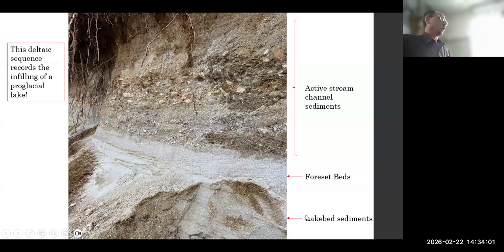On the bottom are lake bed sediments. The delta starts to build in over time, and we get those foreset beds, right? They're coming in at an angle. And then eventually that fills in, and we have active stream channel deposits right on top of that delta. So you can see this changing flow regime through time. This is recording the infilling of a glacial lake.